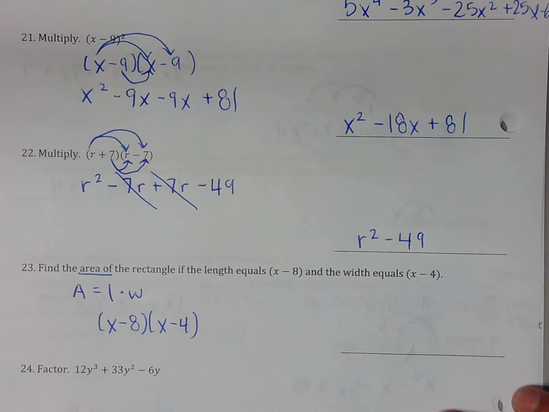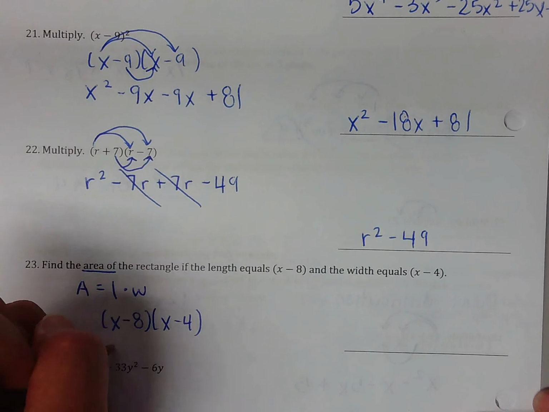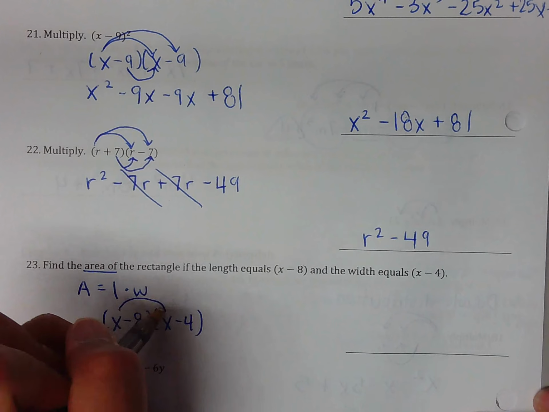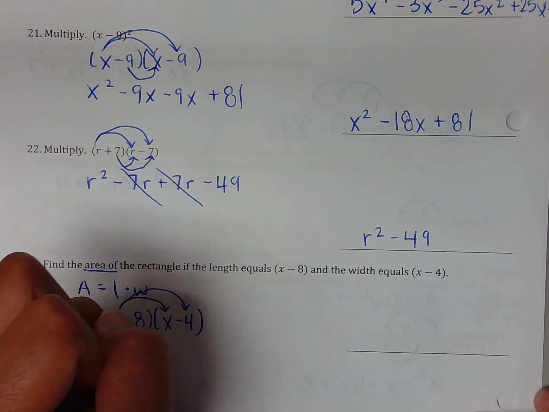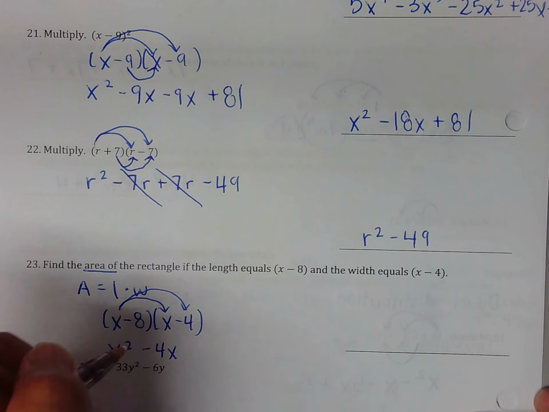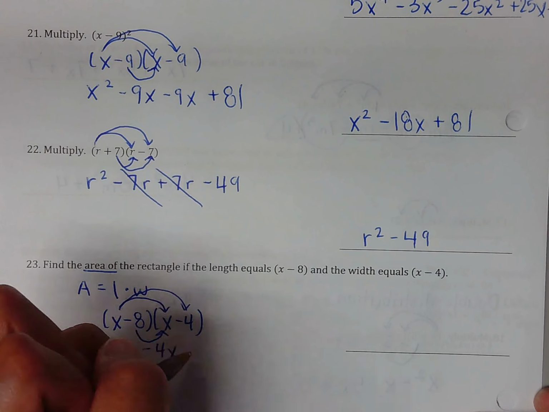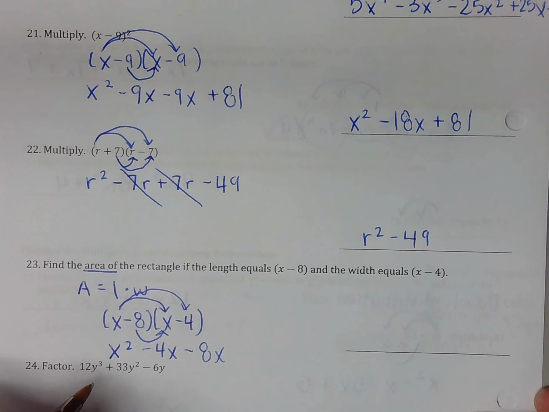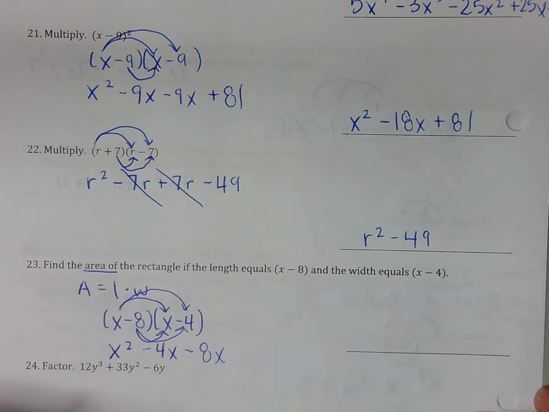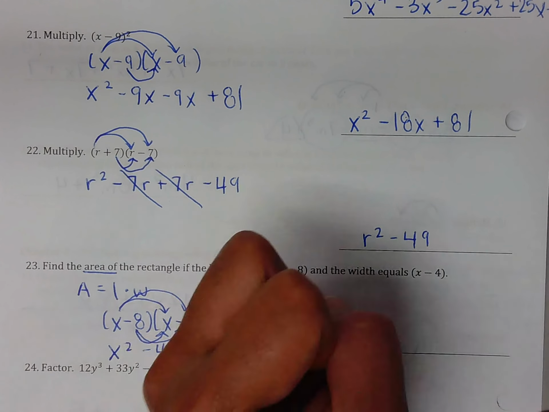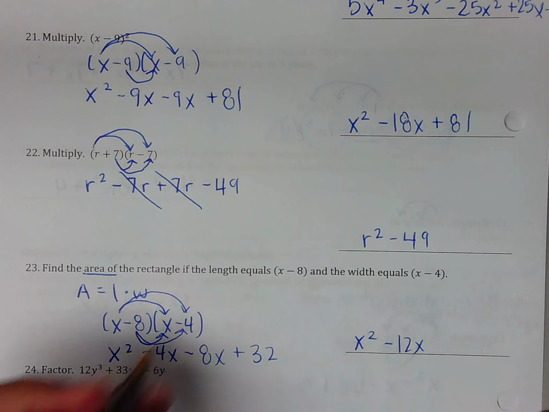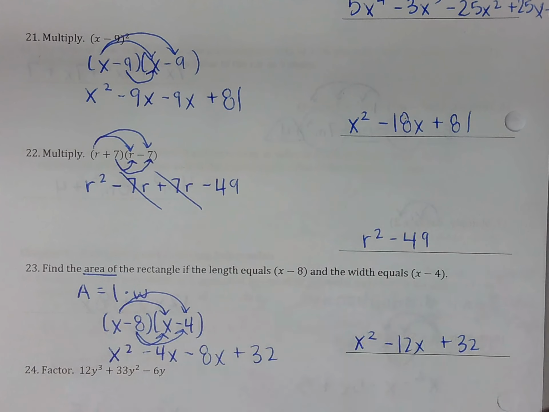So multiplying that out, we just get x squared, right? X multiplied by negative 4 gives us negative 4x. Negative 8 times x gives us negative 8x. And then negative 8 times negative 4 gives us positive 32. All right, so x squared minus 12x plus 32. That's our final answer.